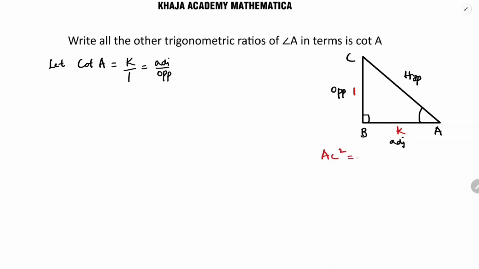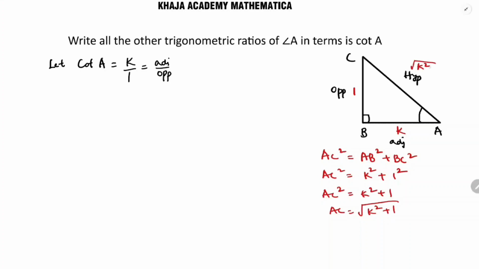Hypotenuse square equals the sum of the squares of the other two sides. So AC square, AB is k, BC is 1. So AC square is k square plus 1. If we take the square to the other side, under root k square plus 1. So the AC value is under root k square plus 1. Now I need to write all the ratios.